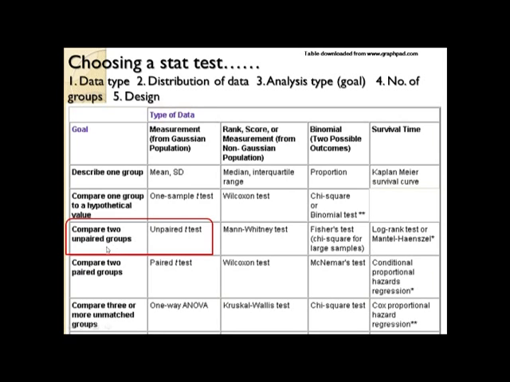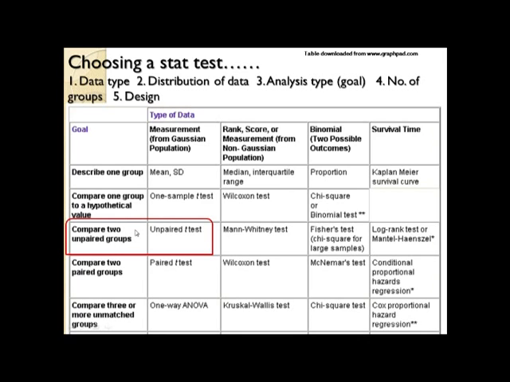Next, as we have seen earlier, what is the analysis type you want to do, whether you want to study association, whether you want to study the risk factor, or you want to study the difference between two groups, you have to select the test accordingly. Next is the number of groups, whether it is one group, two groups, or more than two groups. And last but very important is your study design. So whether yours is an analytical study or an experimental study, all will determine what type of test you will use.